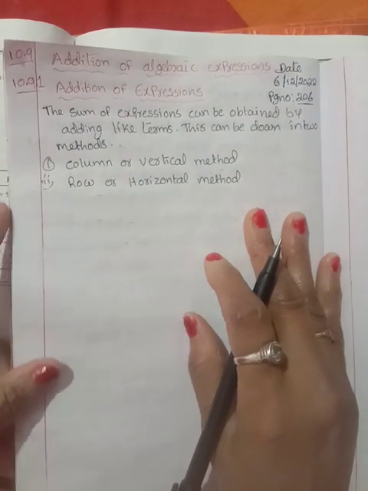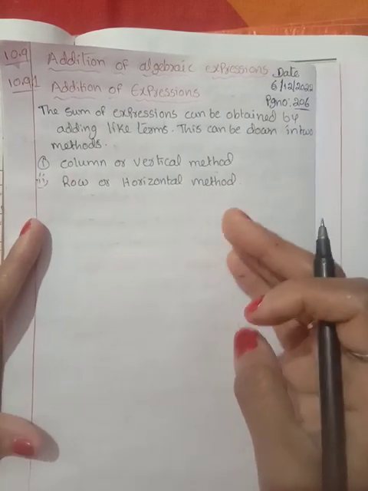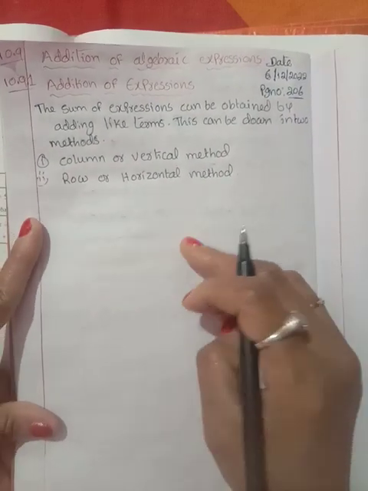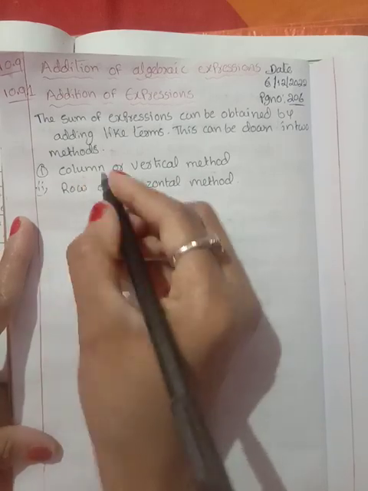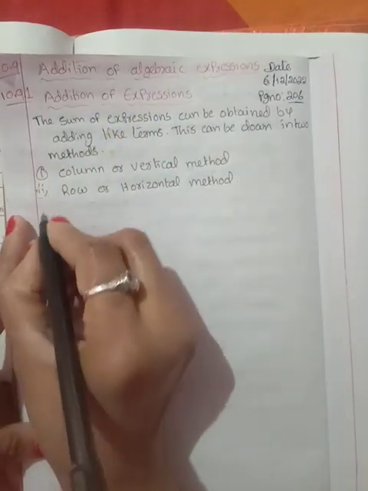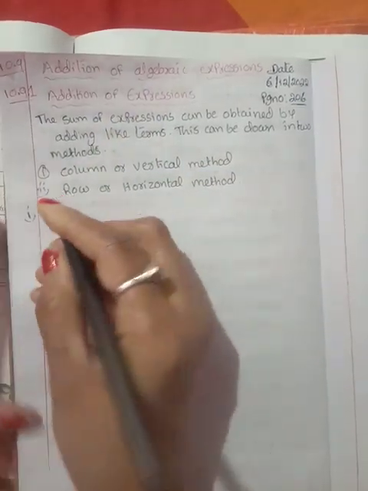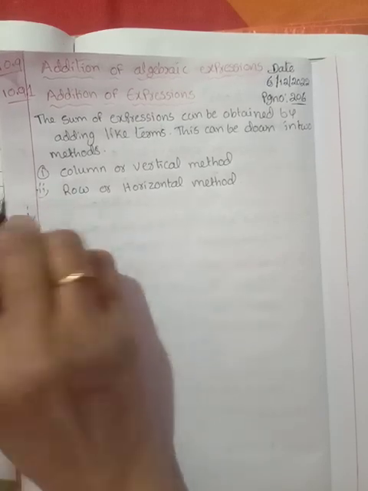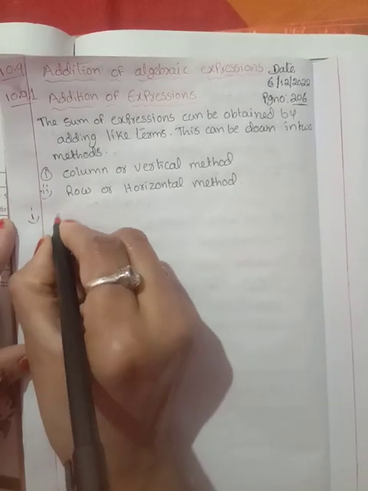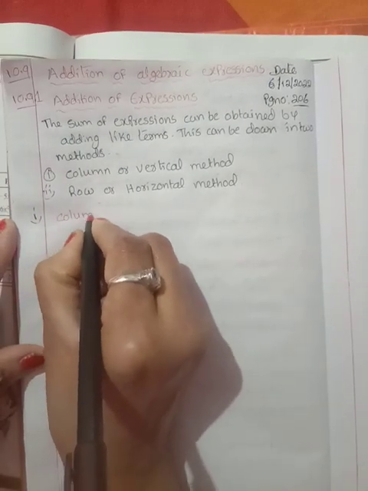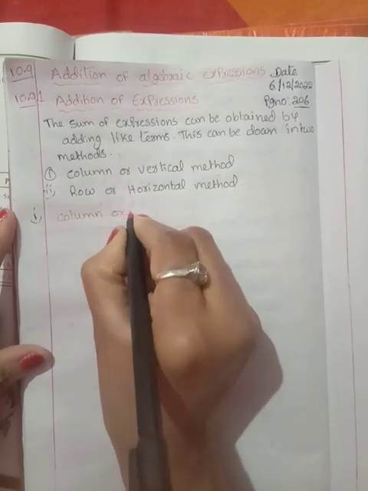Horizontal method. One by one, we will learn it today. How to add the algebraic expressions. Today we will learn the first method. What's the first method? It is the column or vertical method.